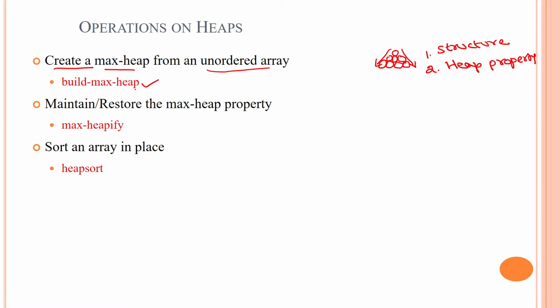We will call the build max heap method in Java, and after constructing the max heap, we should follow the max heap property. That means whenever you are constructing the heap, you should follow the heap property and the structure property. The heap property for the max heap is that a parent value is always greater than or equal to its children values. So this heap property should be maintained when we are creating the heap.